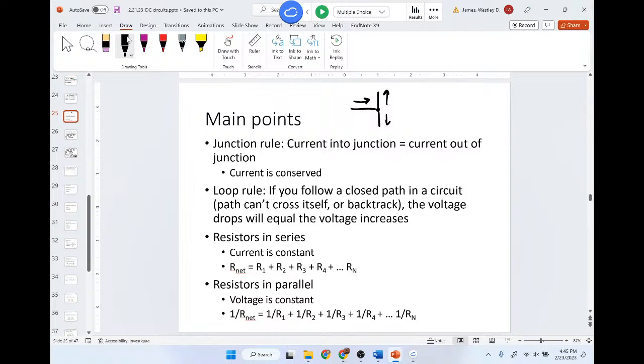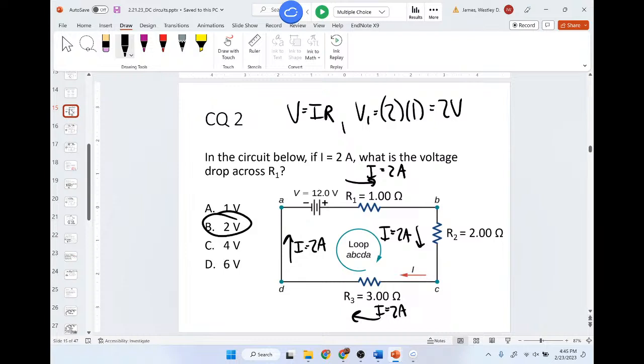We talked about series. Series was one path. Let me show a quick picture of that. So series was that one path that you have to take to get from one place to the other. There you go, one into the battery. There's only one road back home. If that road breaks, you're SOL. Everything turns off, which is a good thing. If I hit the lights, lots of lights turn off. That's very convenient for us.